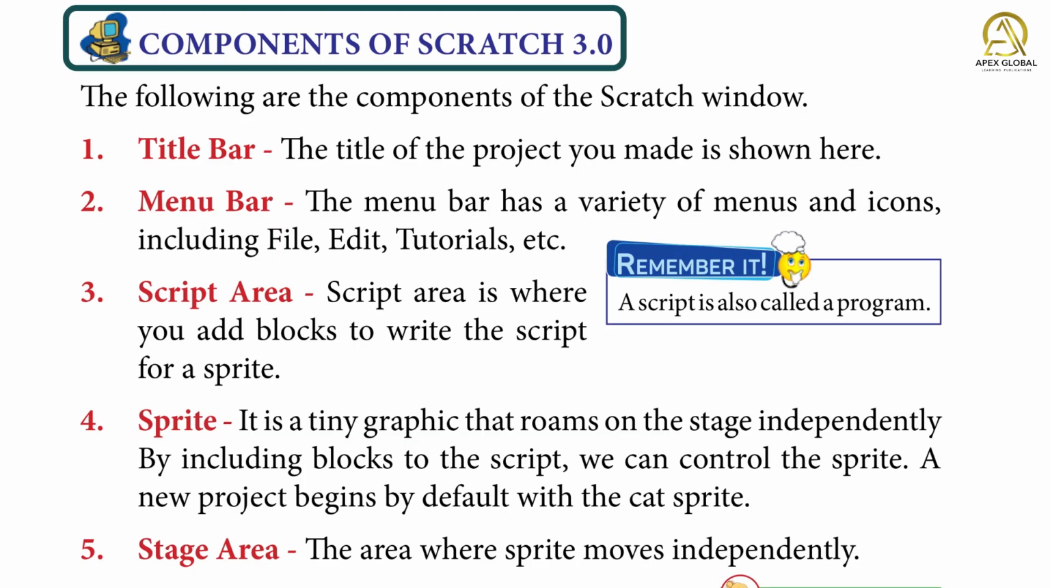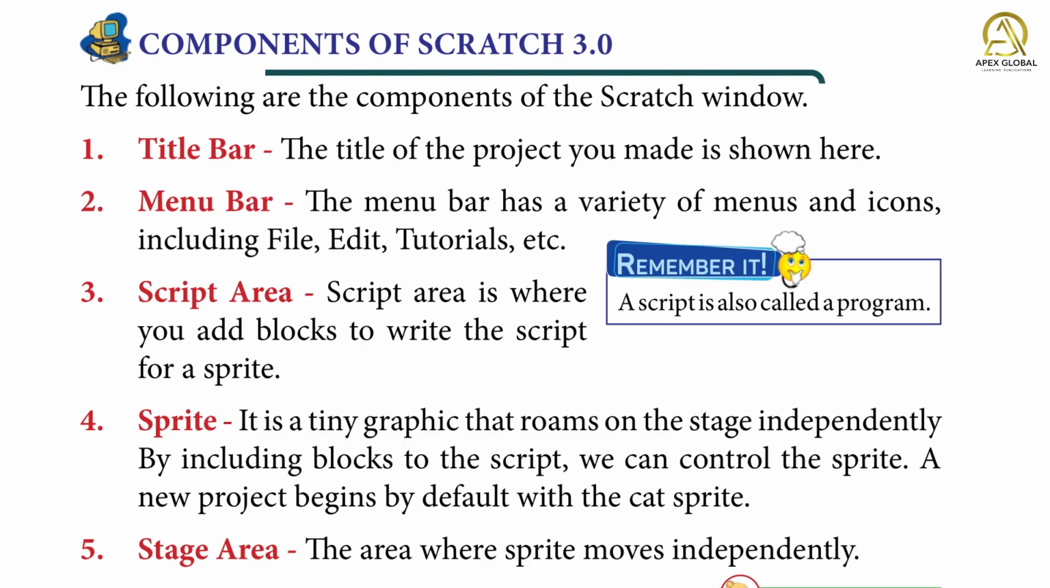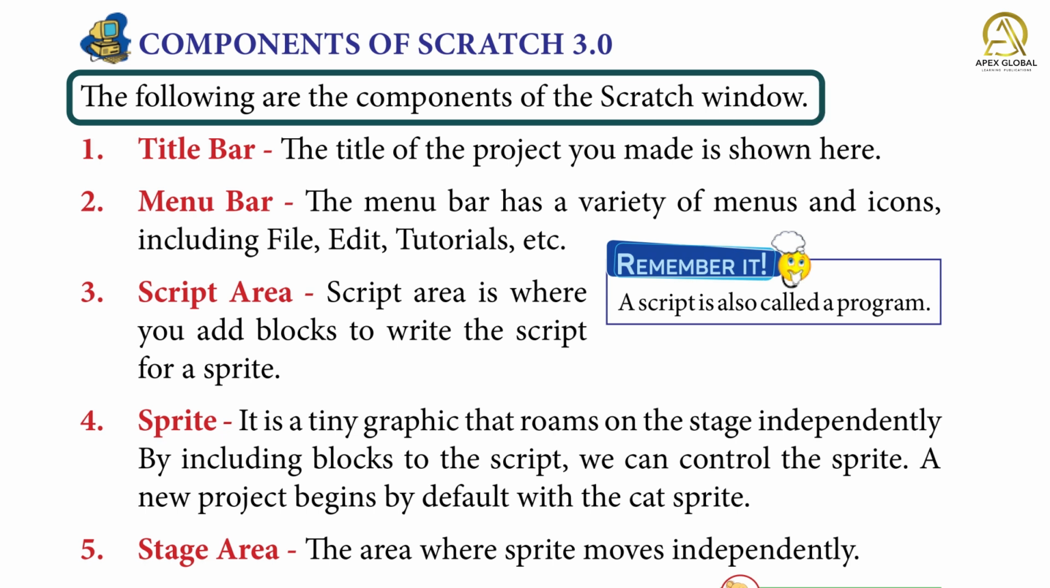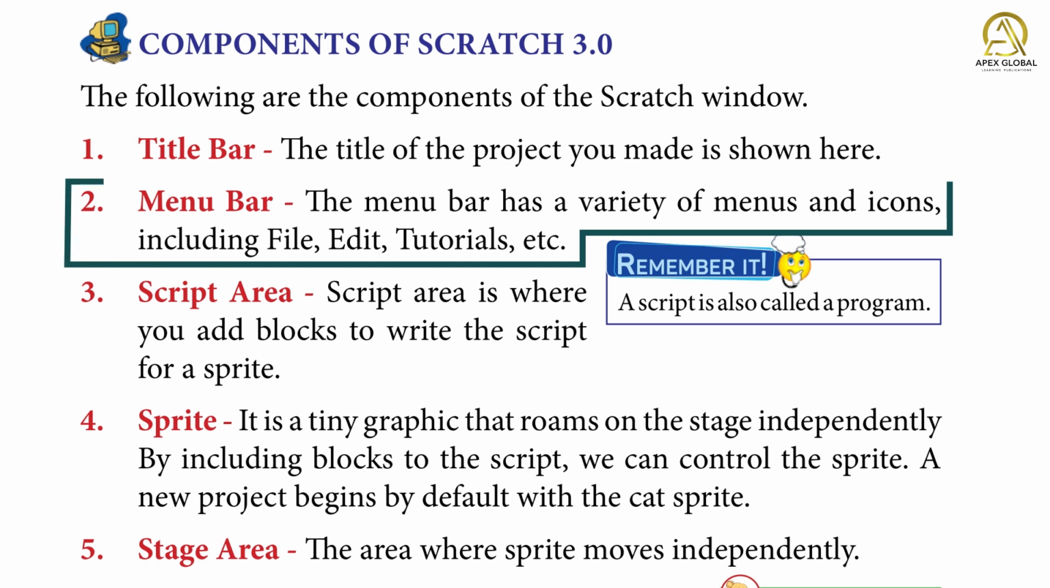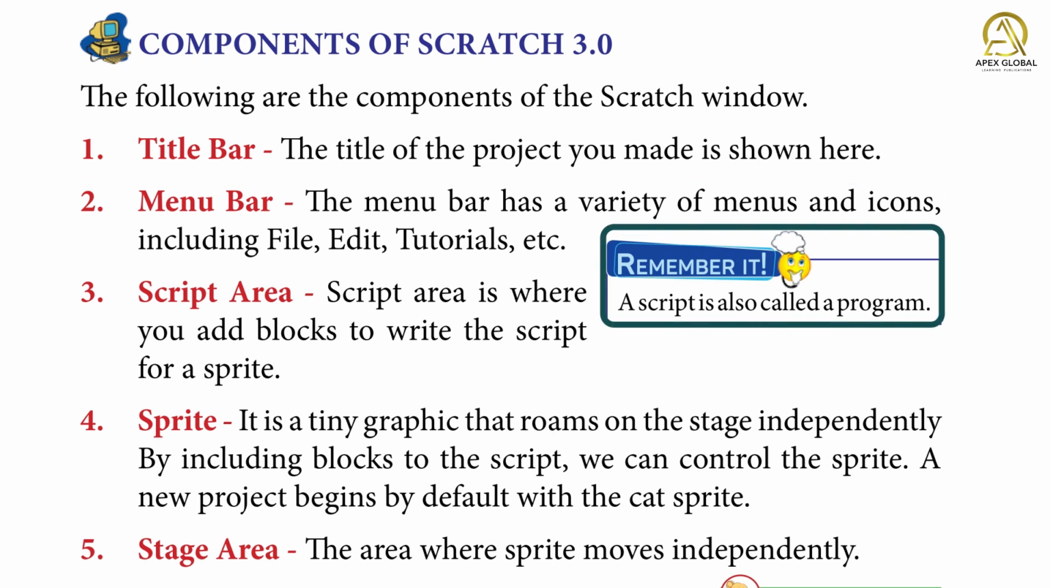Components of Scratch 3.0. The following are the components of the Scratch window. 1. Title bar. The title of the project you made is shown here. 2. Menu bar. The menu bar has a variety of menus and icons including file, edit, tutorials, etc. Remember it! A script is also called a program.